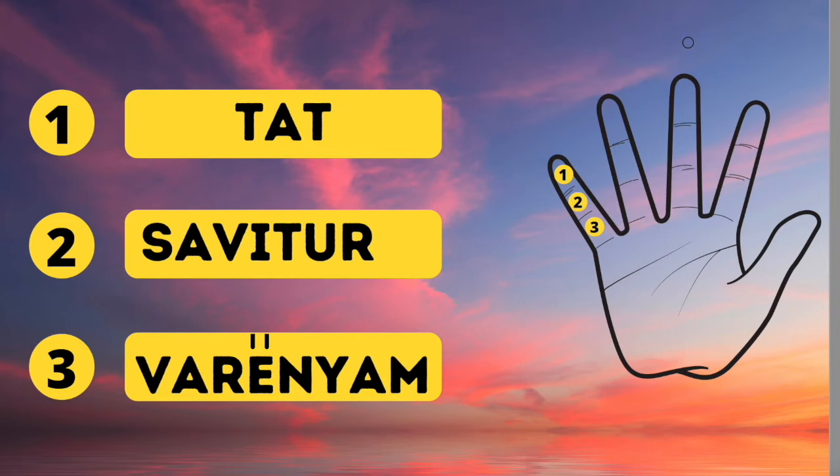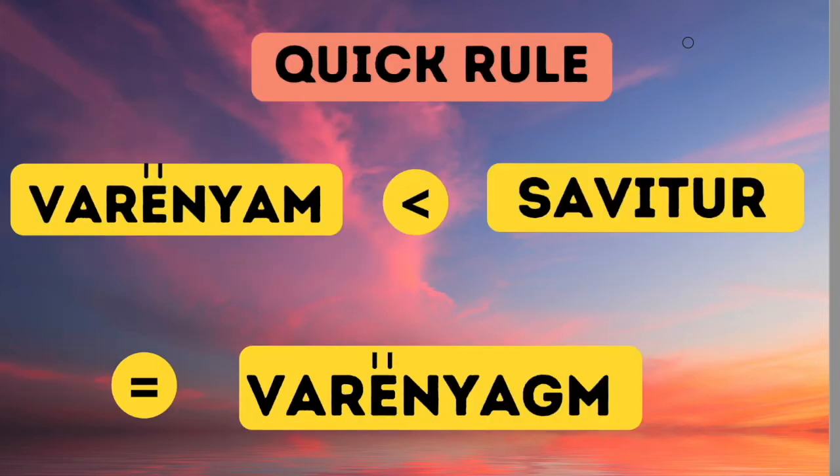So certain things have to be changed now and then. These can be referred to as quick rules. In quick rules, it will differ from chant to chant. In this case, when Varenyam is before the word Savitur in the sequence, then Varenyam becomes Varenyagum.